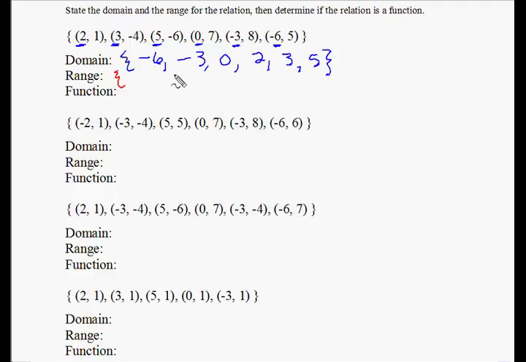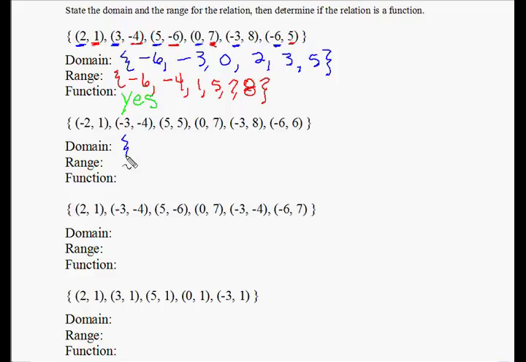Range is the y values. Our lowest y value is -6. And then we also have -4, +1, +5, +7, and +8. So our range are the numbers -6, -4, 1, 5, 7, and a sloppy 8. To determine whether or not this is a function, we look to see if any of those x values were repeated more than once. And they were not, so yes, this is a function.